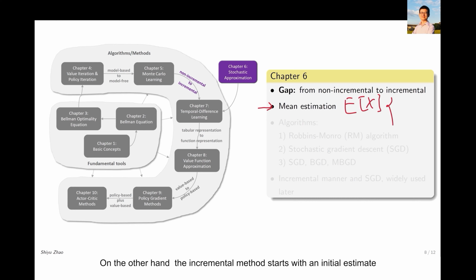On the other hand, the incremental method starts with an initial estimate, which may not be accurate, but that's okay. With each new sample obtained, this estimate is updated. Each new sample refines the estimate, gradually increasing its accuracy. This method represents an incremental algorithm, offering the advantage of not having to wait to collect all 10,000 samples before utilizing the data. As samples are collected, they can be immediately used.